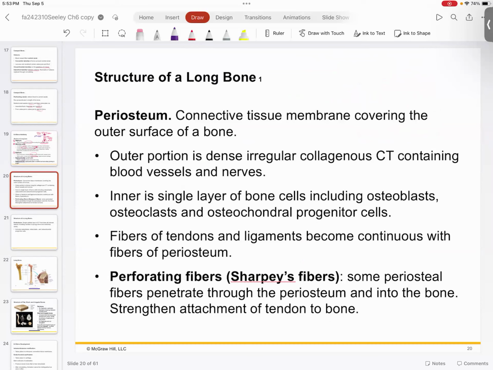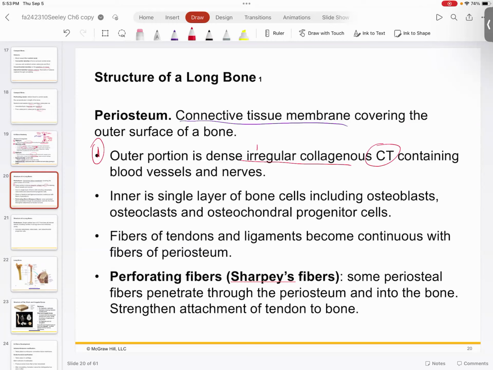Okay, so now let's go ahead and take a look from the outside in and start moving through some of these pieces. First of all, the periosteum, right? So this is your connective tissue liner, your connective tissue membrane, very similar to the perichondrium. The outer portion of the periosteum is typically dense, irregular, collagenous connective tissue.